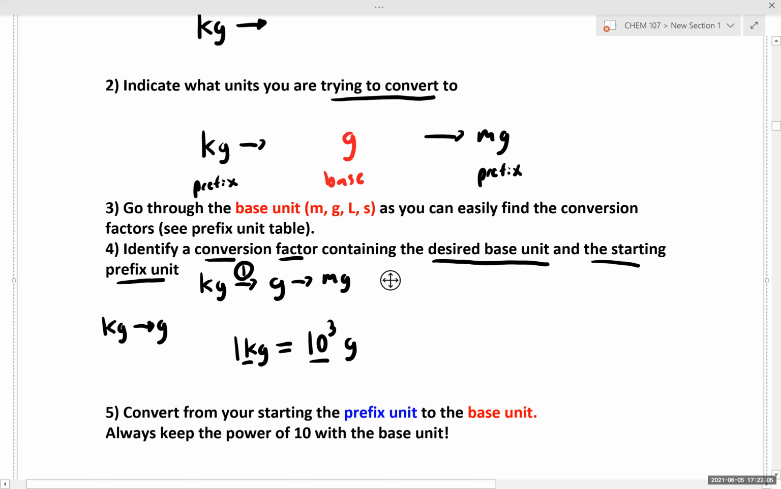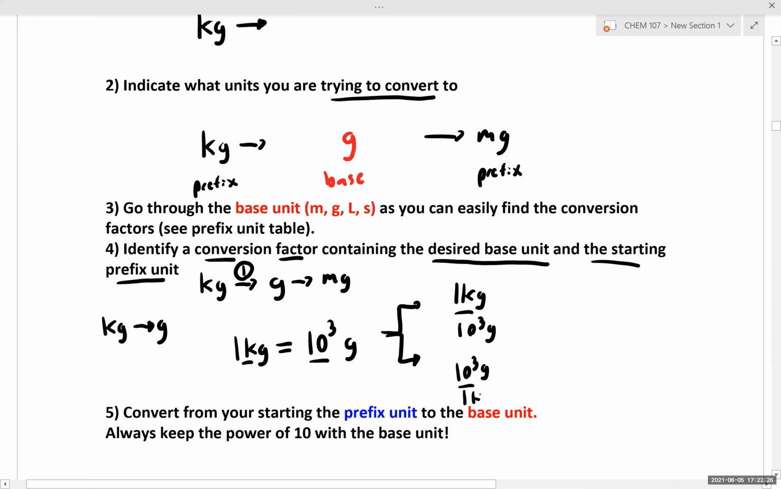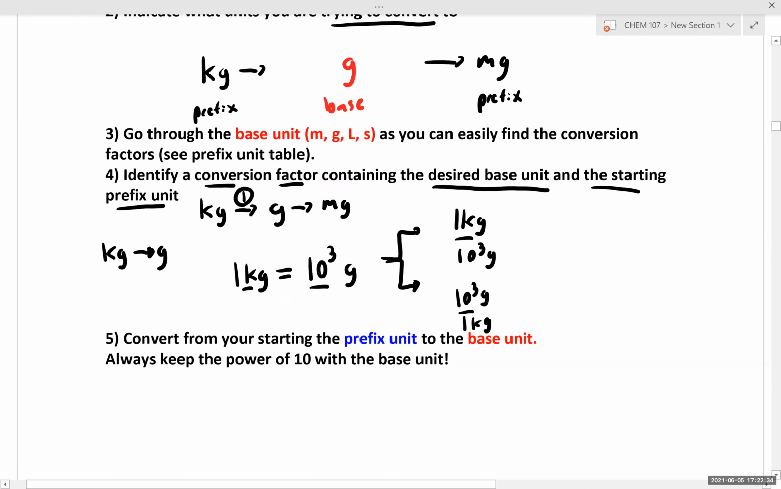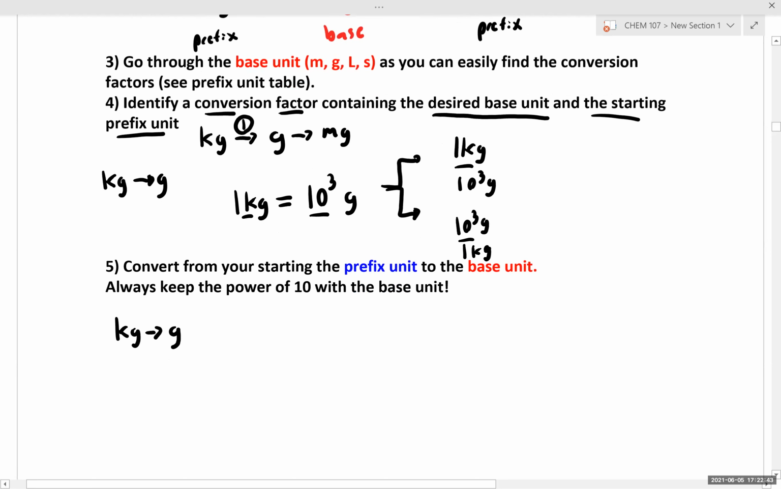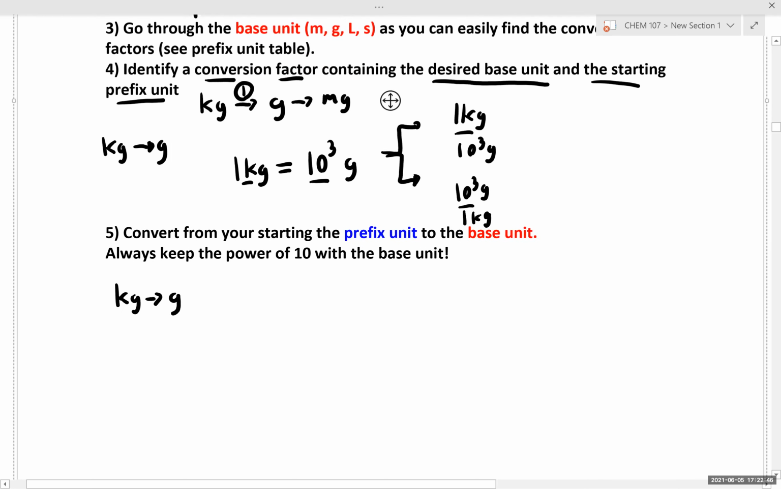Okay, so we have our equality now, and we can use this equality to make two conversion factors. So we have 1 kilogram over 10 to the third gram. That's one option. And we have 10 to the third gram per 1 kilogram. Okay, so when we want to go from kilogram to gram, if we want to convert from our prefix unit to a base unit, we want to make sure our units cancel.